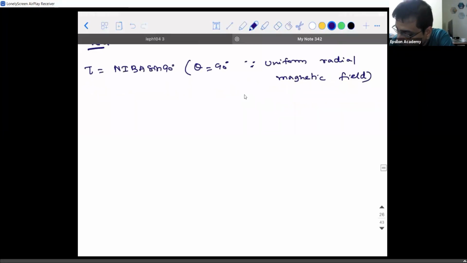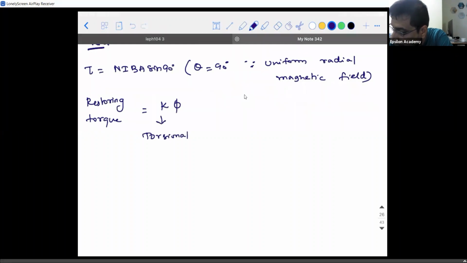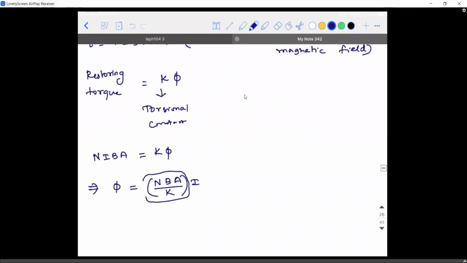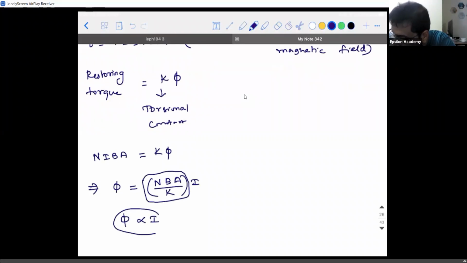And secondly, what is the restoring torque that is getting created? It is K into phi, where K stands for the torsional constant and phi obviously represents the amount of deflection that is produced. So NIBA should be equal to K into phi. Accepted? Right? So from this we got an expression, phi is equal to NBA divided by K multiplied with I. I told you that this whole thing is a constant. So phi is directly proportional to I.